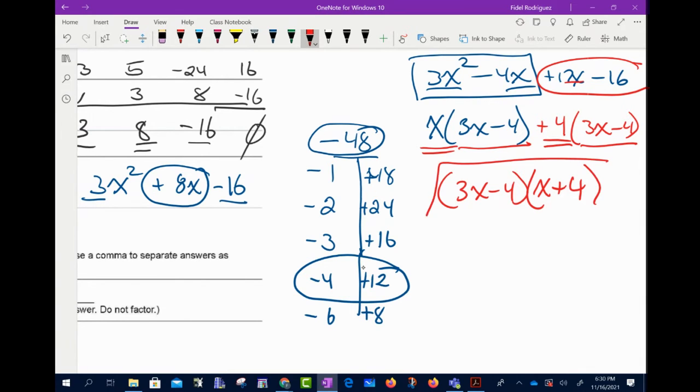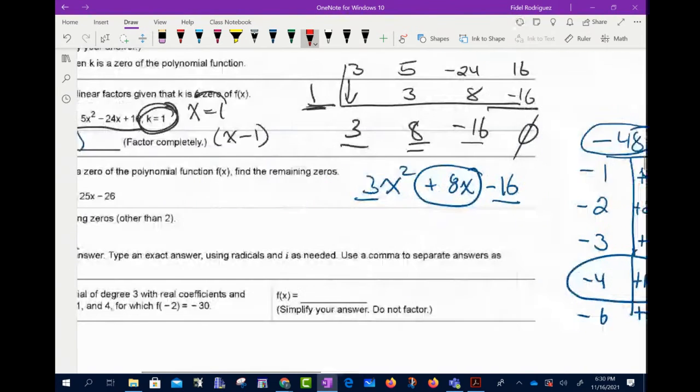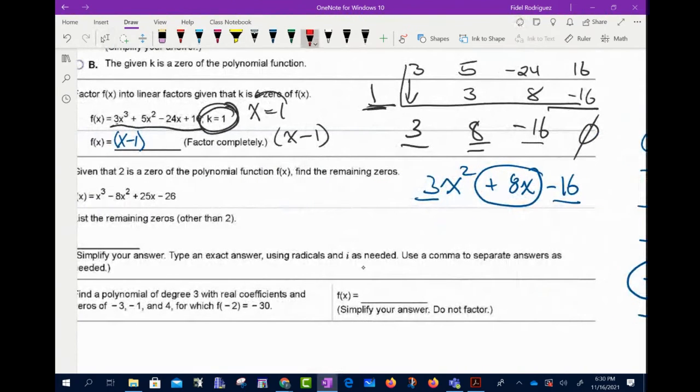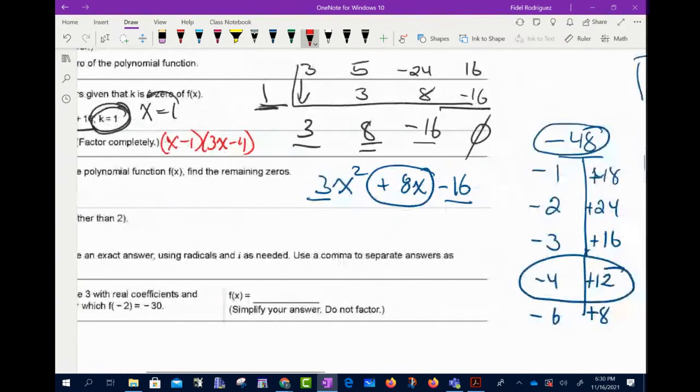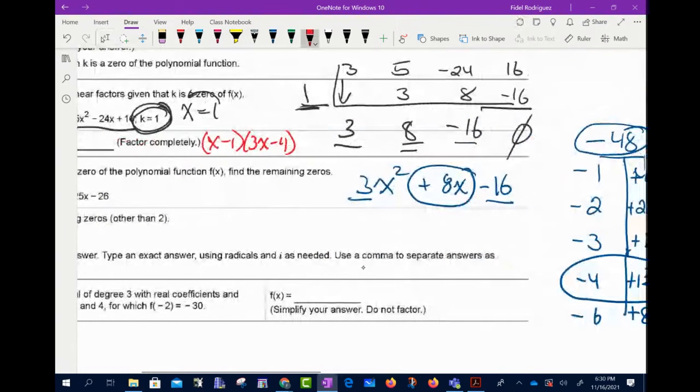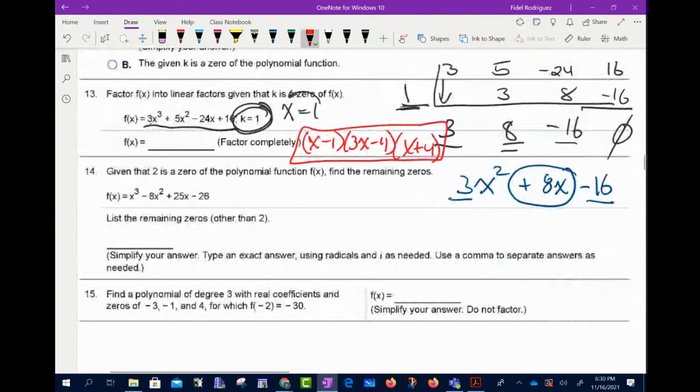So all I'm going to do now is I'm going to copy this part right here, 3x minus 4 and x plus 4, and I'm going to paste it right here next to it. And I'm kind of running out of room, so I'm just going to rewrite it over here. So we had an x minus 1, a 3x minus 4, and an x plus 4. And here we are in our factored form.